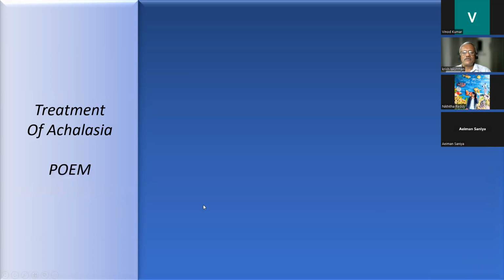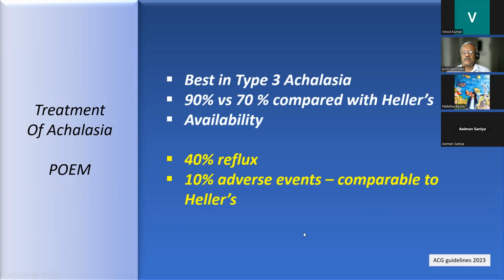Okay, and POEM is something which has now come. It is perhaps best in type 3 achalasia, because you can have a very long myotomy, but it needs expert hands and is not very easily available. Its success rate in type 3 has been shown to be better than in the standard Heller's operation. Still, there is a 40% chance of reflux and 10% chance of adverse events, which is the same as in the laparoscopic Heller's.